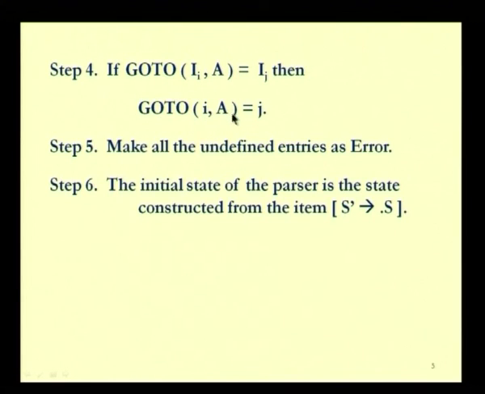So, goto of I comma A is equal to j, provided we have already computed the goto function for I_i comma A equal to I_j, and all the rest of the entries are considered as errors. The initial state of the parser is the state constructed from the item S' derives dot S. In general, it is going to be the first state of the canonical set of items, that is nothing but I naught. So, this is the algorithm used for constructing the parsing table. The input for this algorithm is the LR(0) items, and the output is going to be the parsing table for the given augmented grammar.